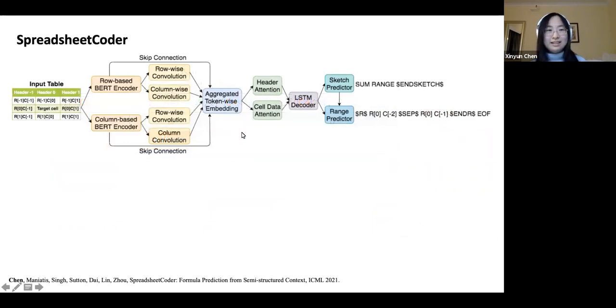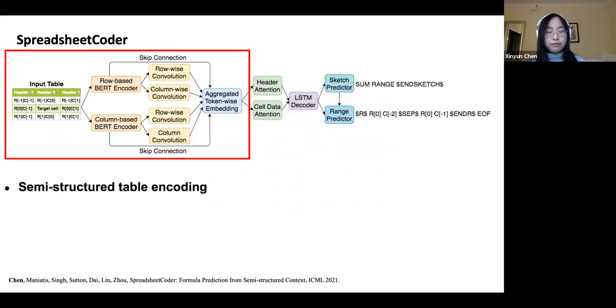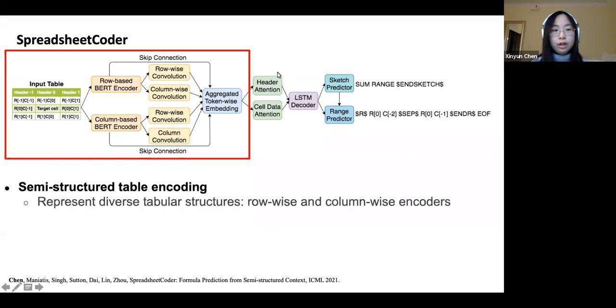Now I will discuss some key design choices in our spreadsheet coder architecture. In terms of the input encoding, we model the spreadsheet data as semi-structured tables. And we design both row-wise and column-wise table encoders to represent different kinds of tabular structures.